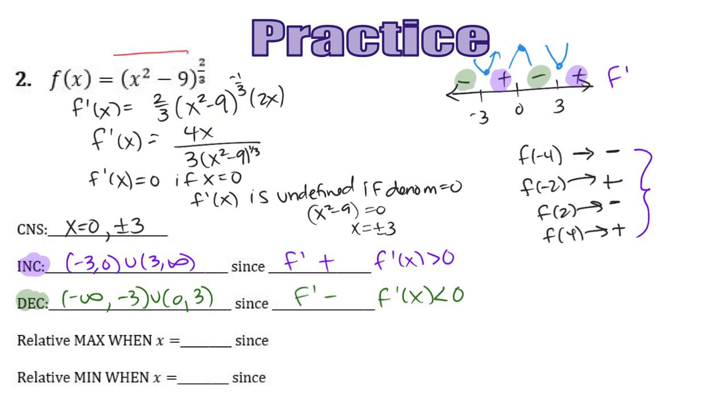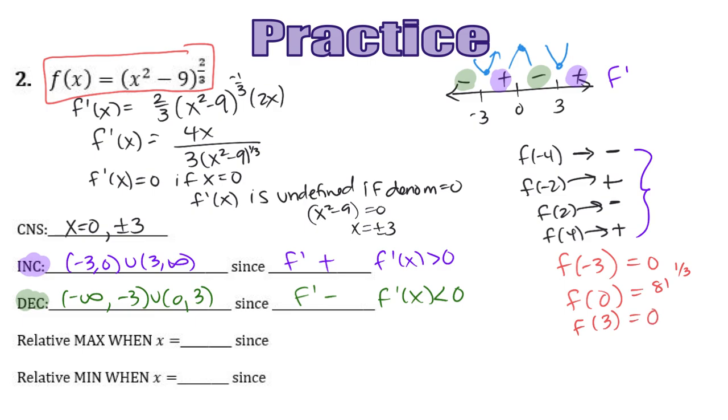Now, since we have the original function, we can actually plug those values in to figure out what the maximum value is. So if we plug in -3, we're going to get 0 if we plug that into our original function. If we plug in 0, we're going to get -9 to the 2/3 or 81 to the 1/3. That's not going to be an integer, so I'm just going to leave it like that. If we plug in positive 3, we're going to get 0 again. So this question doesn't ask us for what the maxes are, but these are our relative minimums at 0, and 81 to the 1/3 power is our relative maximum.